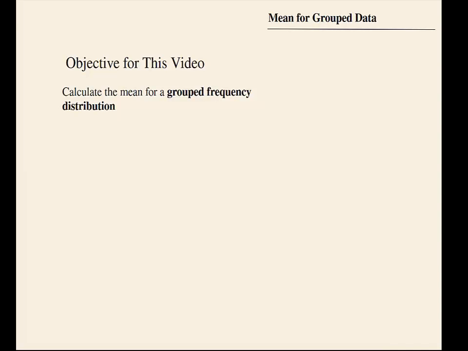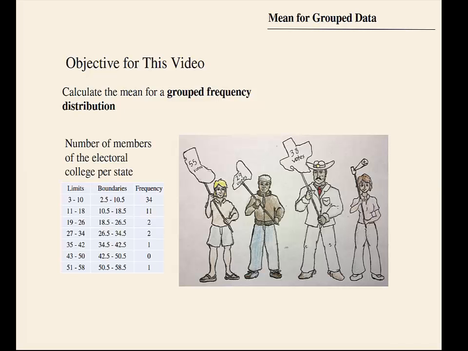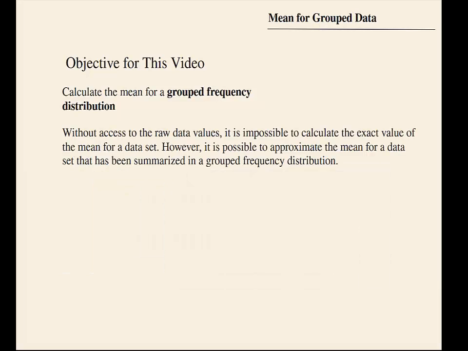The objective for this video is to calculate the mean for a grouped frequency distribution. In a previous video, we constructed a grouped frequency distribution for the number of members of the Electoral College per state. Without access to the raw data values, it is impossible to calculate the exact value of the mean for a dataset. However, it is possible to approximate the mean for a dataset that has been summarized in a grouped frequency distribution.